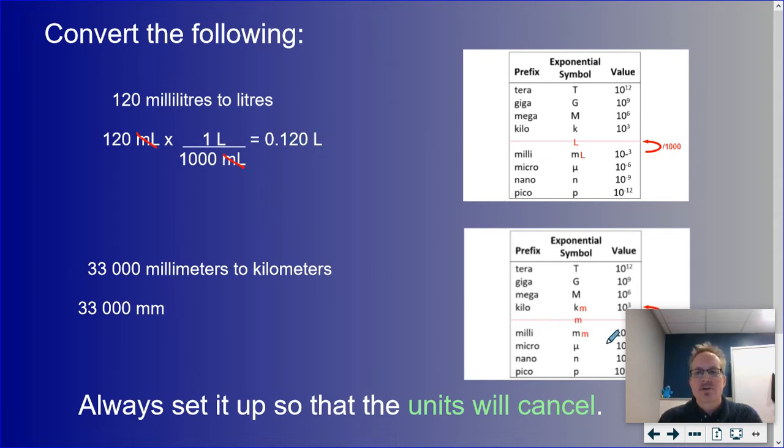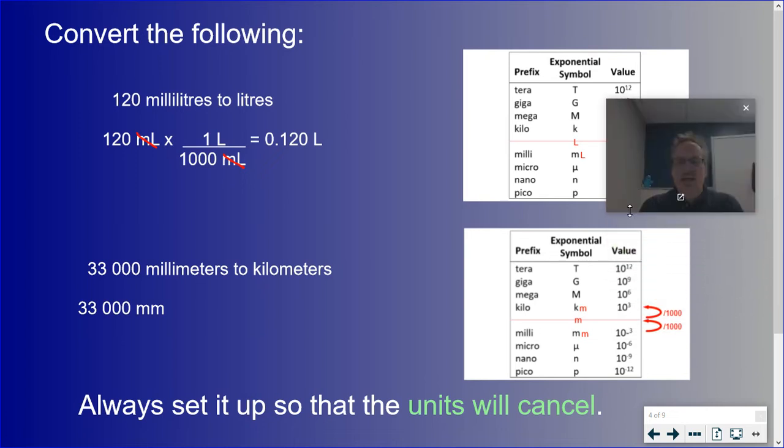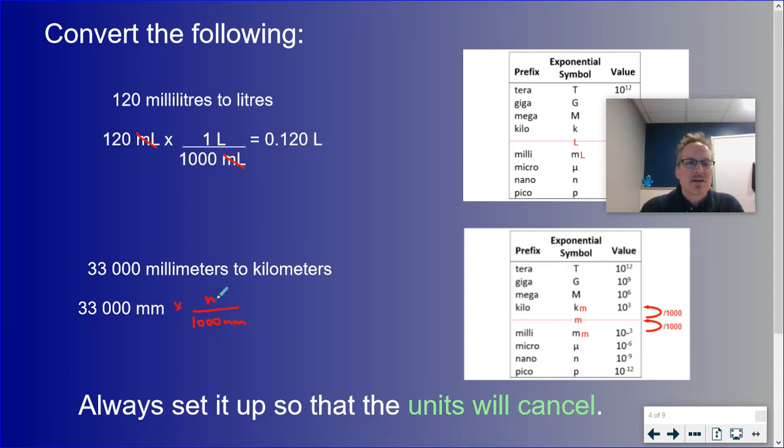Again, let's try this example. Let's take the fact that we have millimeters, and let's go up 2 steps to kilometers. So again, the connection is there's 1,000 millimeters in a meter. So knowing that, we're going to put that on the bottom. 1,000 millimeters in 1 meter. So millimeters on top, millimeters on bottom, they're going to cancel out.